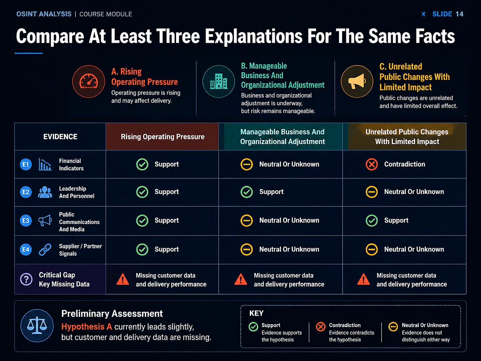The same facts support at least 3 explanations. Hypothesis A says operating pressure is rising and may affect delivery. Hypothesis B says the company is undergoing manageable business and organizational adjustment. Hypothesis C says the public changes are largely unrelated and have limited operating effect. Mark whether each item supports, contradicts, or cannot distinguish the hypotheses. Evidence that fits all 3 has low discriminating power. Hypothesis A currently leads slightly, but missing customer and delivery data prevent us from treating it as fact.